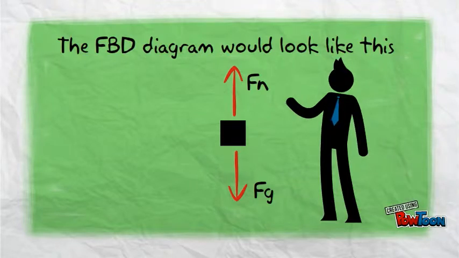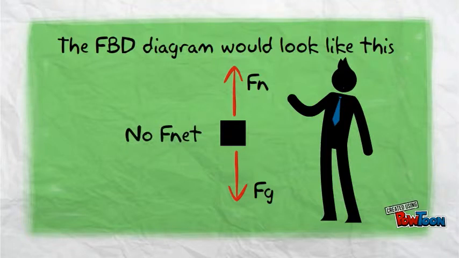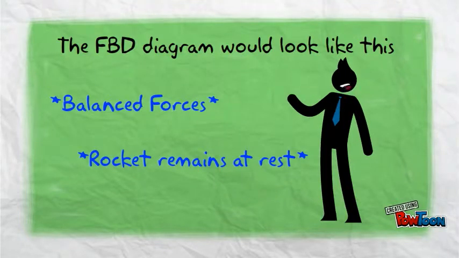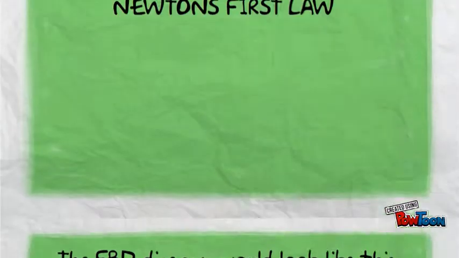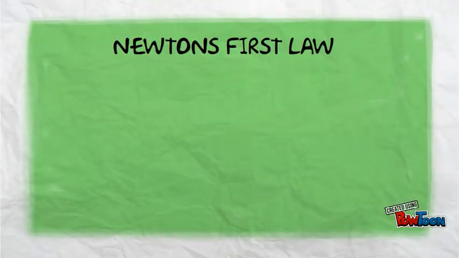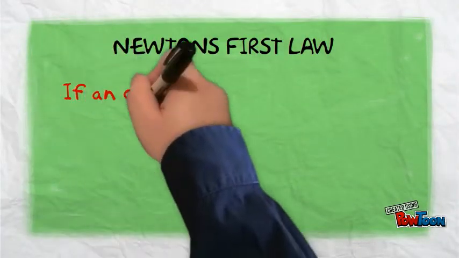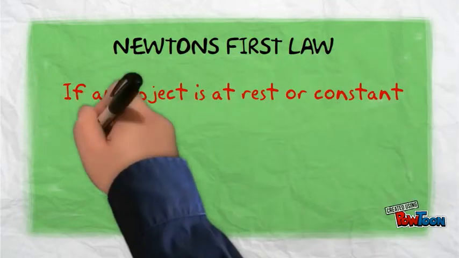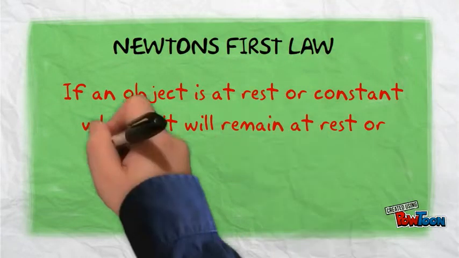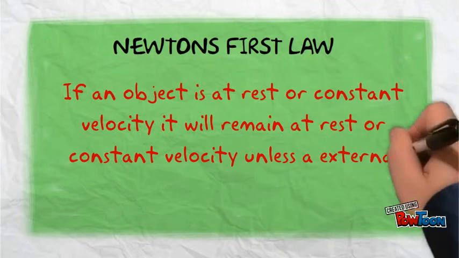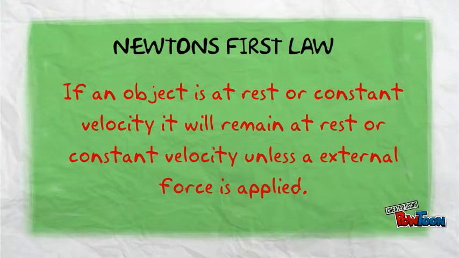Since the two forces are equal to each other, they cancel each other out, thus resulting in no net force. This means that there is a balanced force, and the rocket remains at rest. This relates to Newton's first law, which states if an object is at rest or at constant velocity, it will remain at rest or constant velocity unless an external force is applied. Since there is no external force applied to the rocket, it remains at rest.